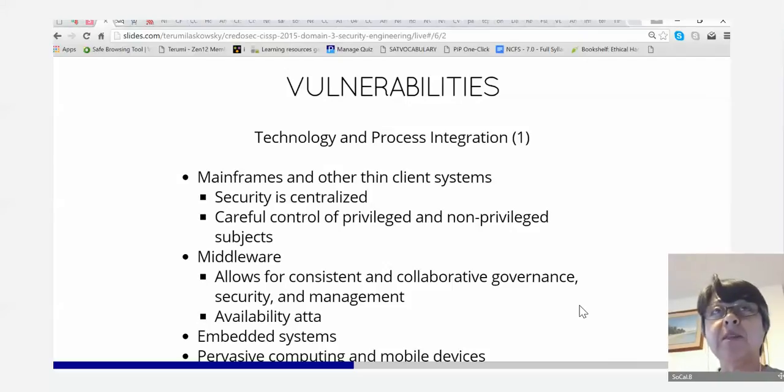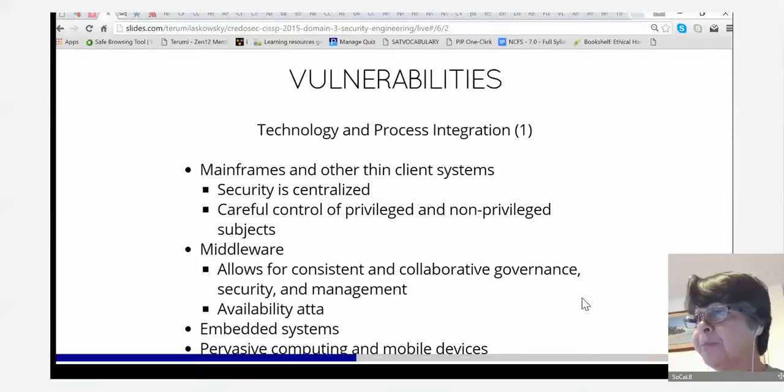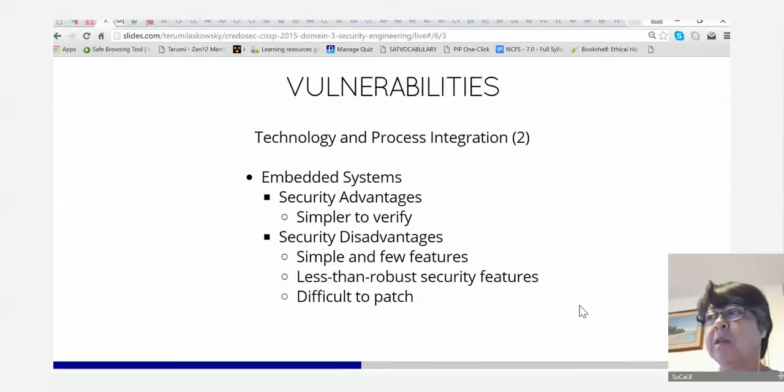Process integration, embedded systems, pervasive computing in mobile devices. These are pervasive, or they call it ubiquitous computing. It's everywhere, right? That's the issue nowadays, because things are crossing the security domain boundaries, the trust boundaries, all over the place, and we don't know how to integrate these things when they cross. Those are the issues.